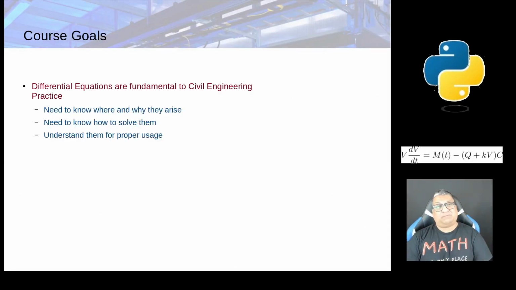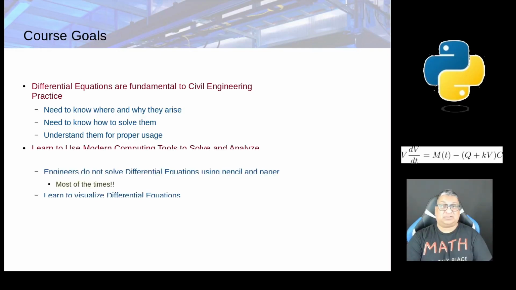Differential equations are fundamental to civil engineering practice. Almost all of the analysis and design that you're going to do as civil engineers involve some sort of differential equations. So you need to know how and when these differential equations arise. You need to know how to solve them. And you also need to know how to interpret the results coming out from the solutions of differential equations and how they can be used to help you with your analysis and design. So understanding their proper usage is also important in addition to solving differential equations.